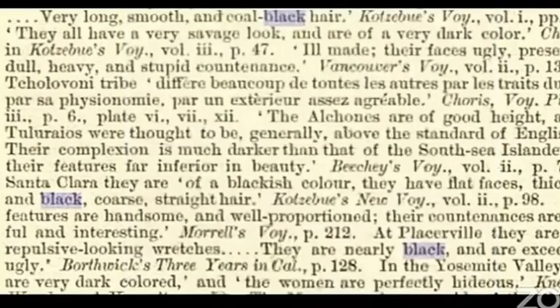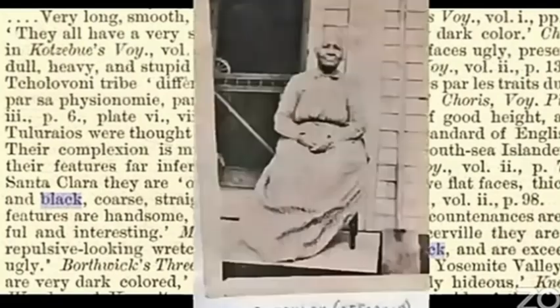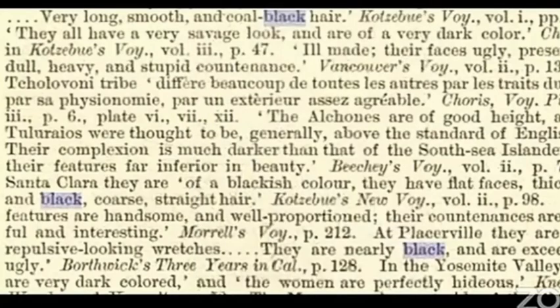Chamisso in Kotzebue's Voyage, Volume 3, page 47. At Santa Clara, they are of a blackish color. Again, in Santa Clara, they're of blackish color. They have flat faces, thick lips, and black, coarse, straight hair. Kotzebue's New Voyage, Volume 2, page 98. At Placerville, they are most repulsive-looking wretches. They are nearly black, and are exceedingly ugly according to his racist views.